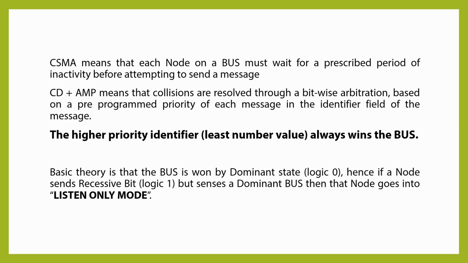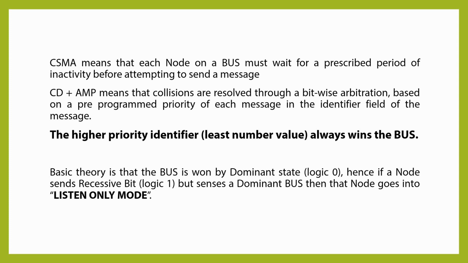So simple. So the basic theory of all of the working of the CAN bus is that the bus is won by dominant state. Dominant, recessive, dominant is stronger, that's why the name dominant. So the bus is won by dominant state. Always remember, dominant means logic 0. Hence, if a node sends recessive bit but senses a dominant bus, then that node goes into listen only mode. That's what I've tried to explain throughout the entire lecture. So I hope you have understood the basics of CAN and how it all works.